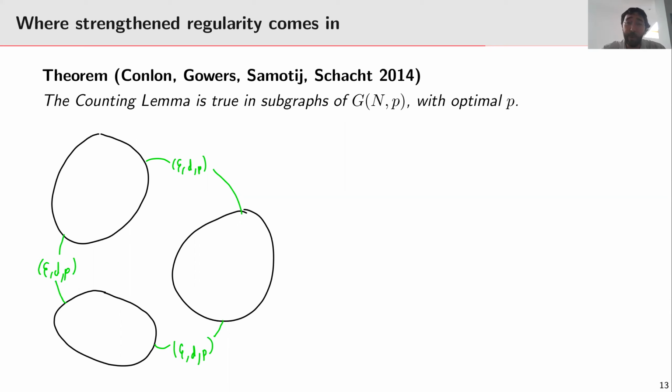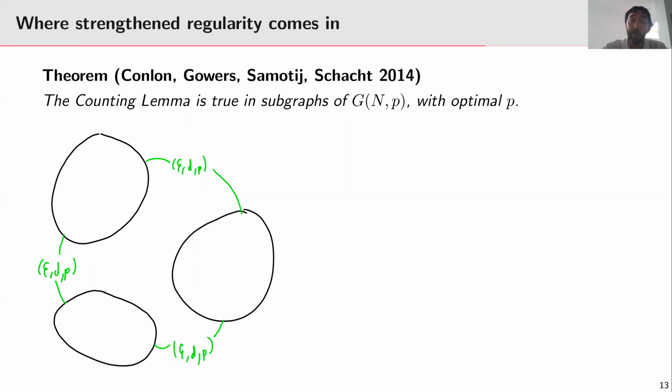So this is a triangle of regular pairs, and we need to use a theorem of Conlon-Fox-Zhao and Schacht. This theorem establishes something called the counting KLR conjecture. And what it says is the counting lemma is true for subgraphs of the random graph where P is optimal.